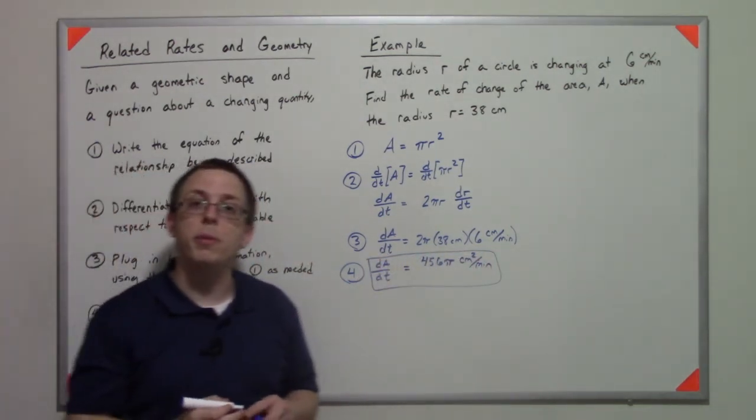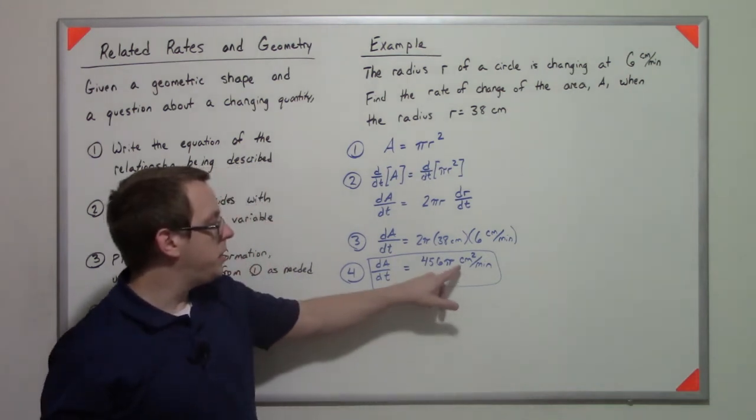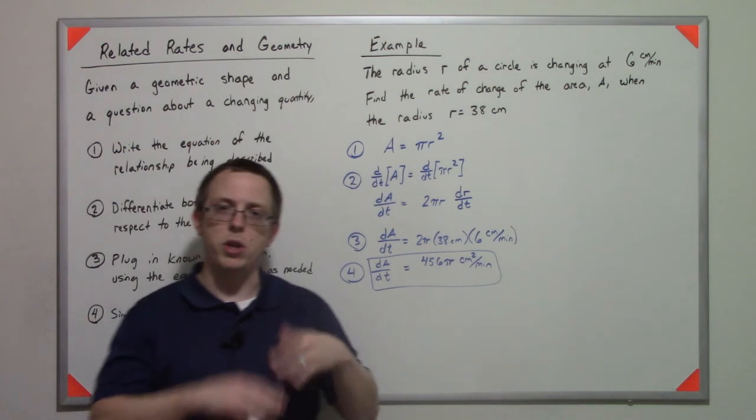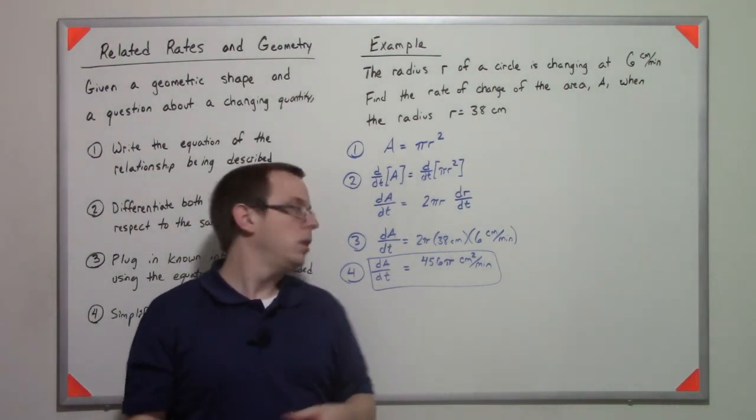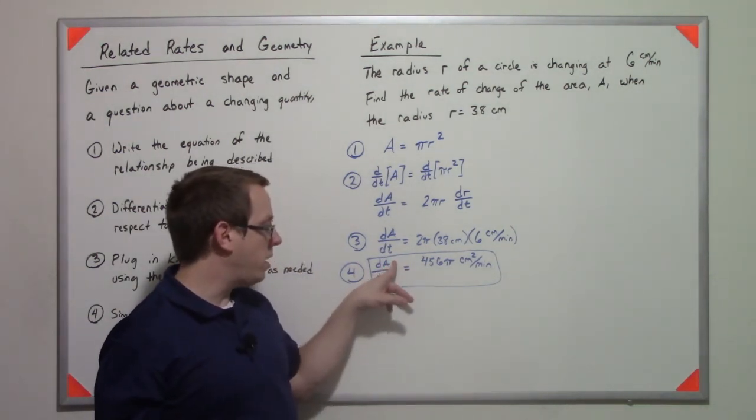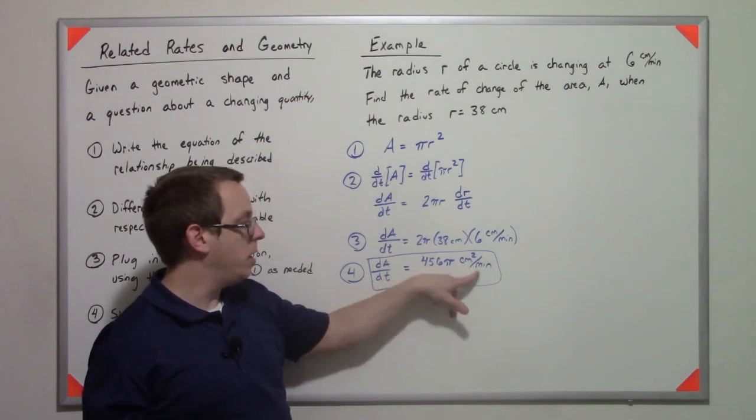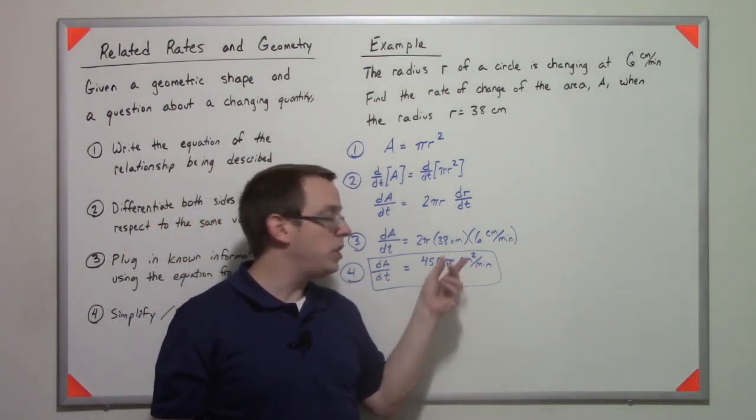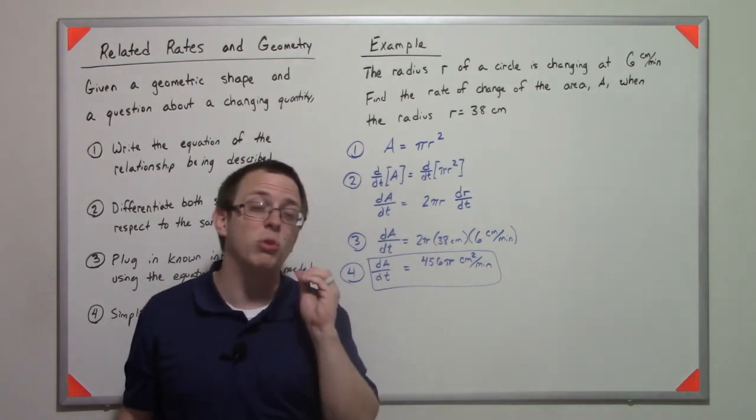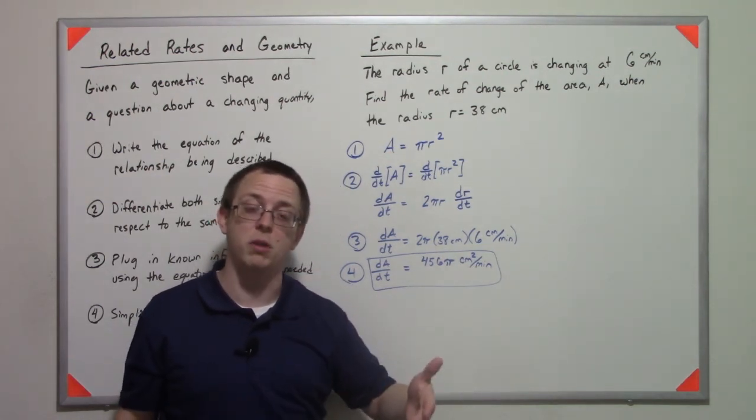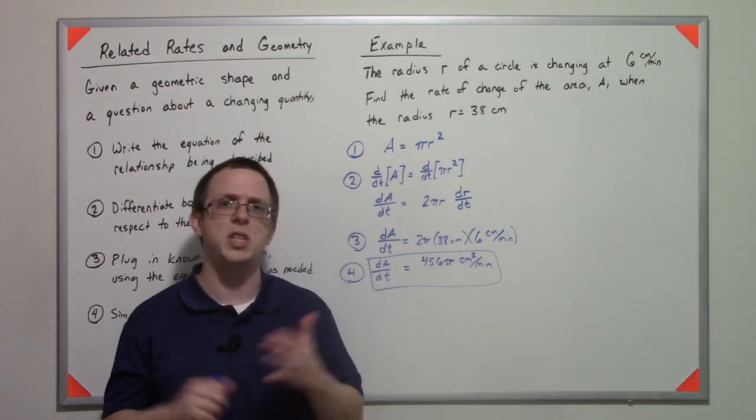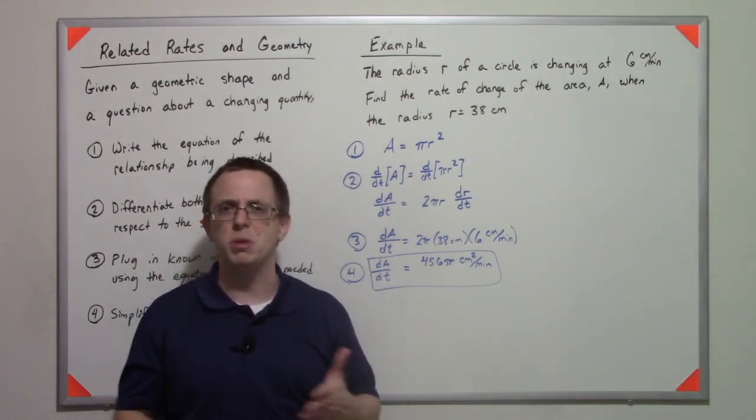Now, let's talk a little bit about reasonability. Notice that this is centimeters squared per minute. Well, centimeters squared is what you expect for area. And since I'm looking for a rate of area per time, my answer may not be right, but if these units don't match, it's almost certainly wrong because of something you've done before. So keeping track of units can really help keep you stable and keep you from doing something kind of dumb.